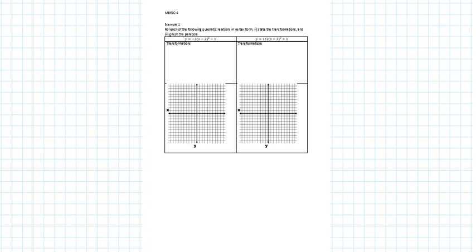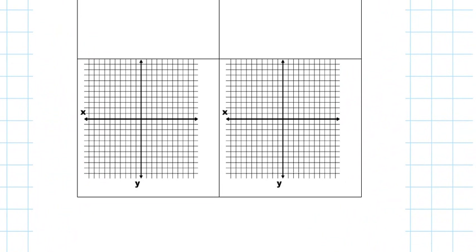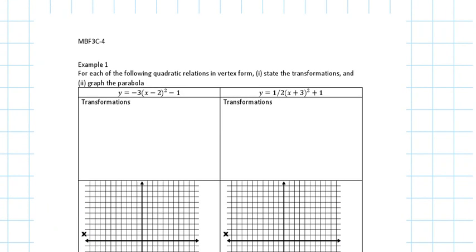So here's how the question will be. The question will be like this. For each of the following quadratic relations in vertex form, state the transformation first and graph. Okay? So I'll give you the function. You're going to have to tell me what the transformations are, and then you're going to have to graph. So what will be your transformation for the first one?